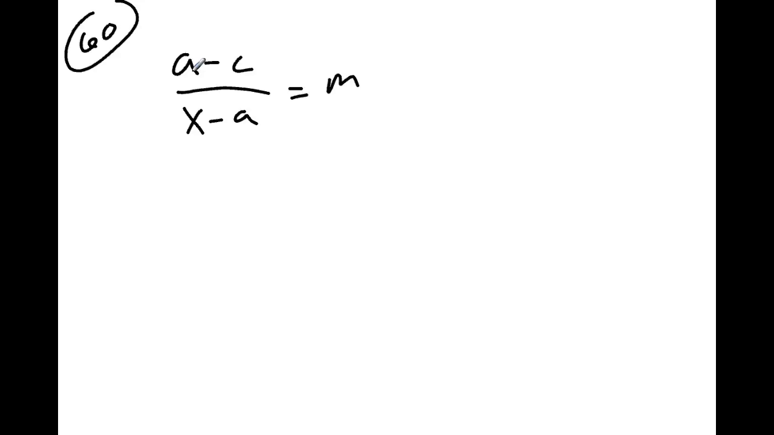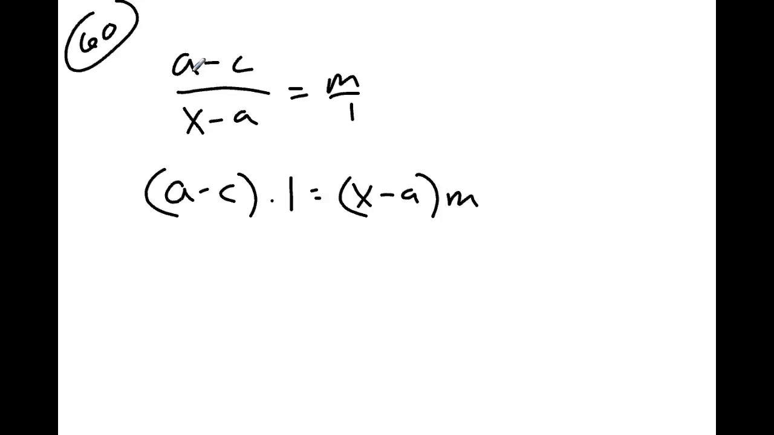And I thought I had one more. I guess I didn't copy it down. Here was the last one I was thinking. Number 60, a minus c over x minus a equals m. This one, I'd treat that like a fraction equals a fraction. So I would cross multiply a minus c times 1 and x minus a times m. Distribute, xm minus am. And now on this one, we're solving for x again.